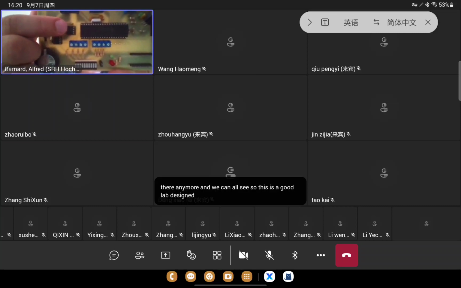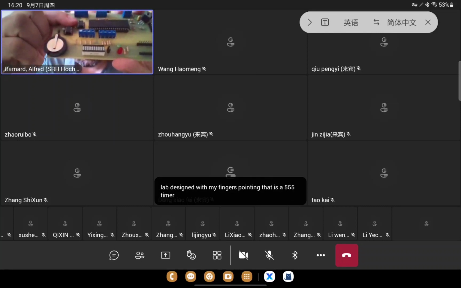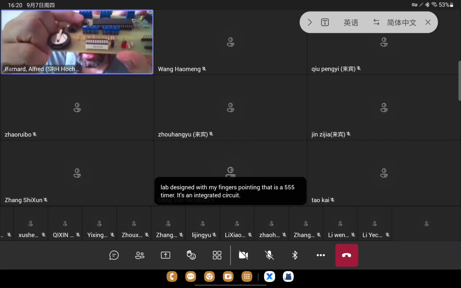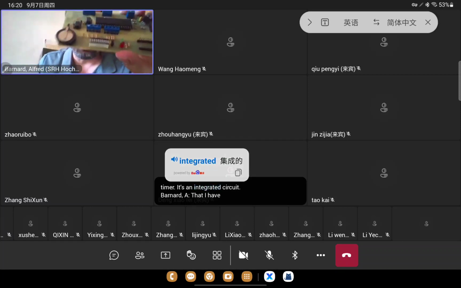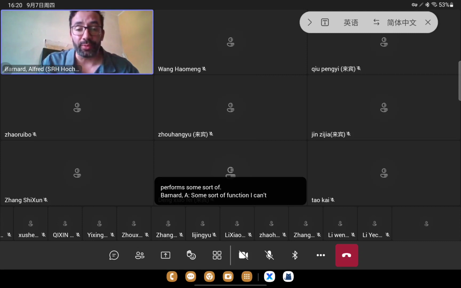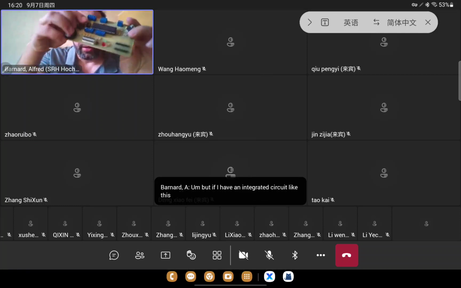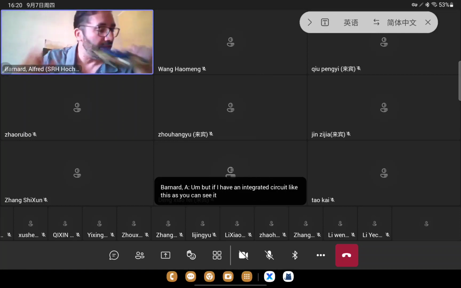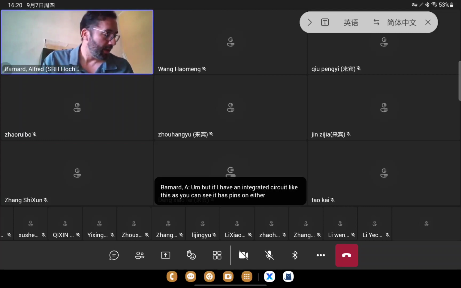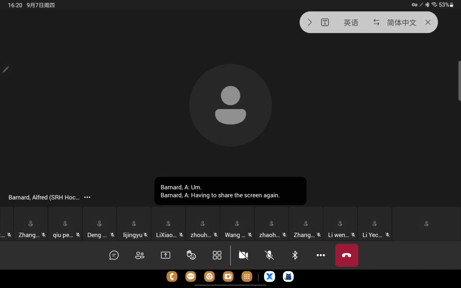So this is a circuit I've designed where my finger is pointing. That is a 555 timer. It's an integrated circuit that I have placed upon my board that performs some sort of function. I can't remember what this one was for. But if I have an integrated circuit like this, as you can see, it has pins on either side. Let me just share the screen again.